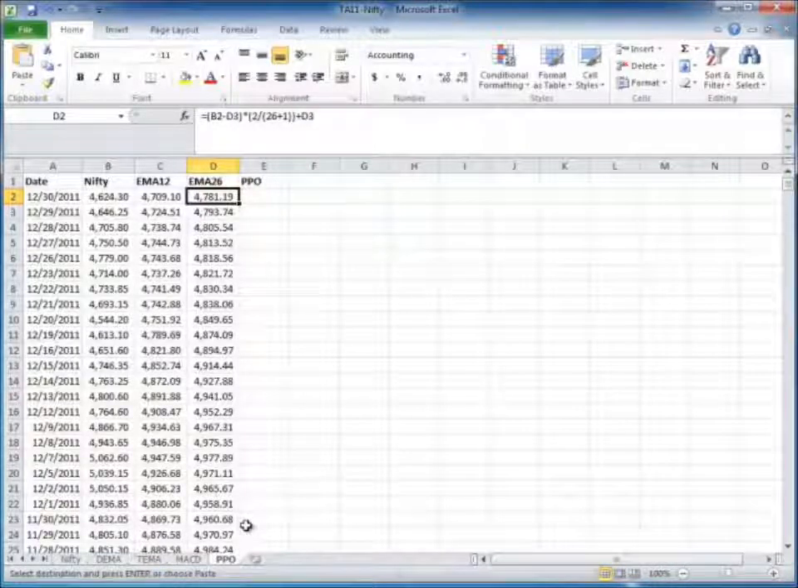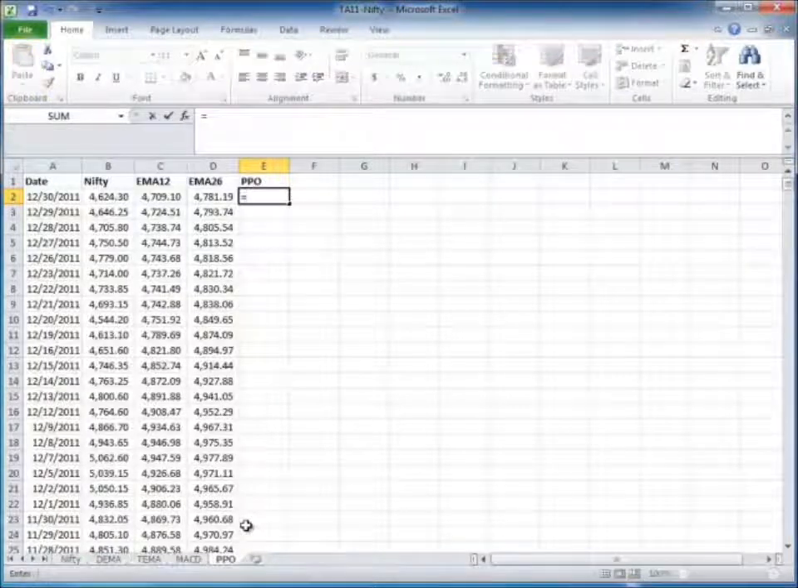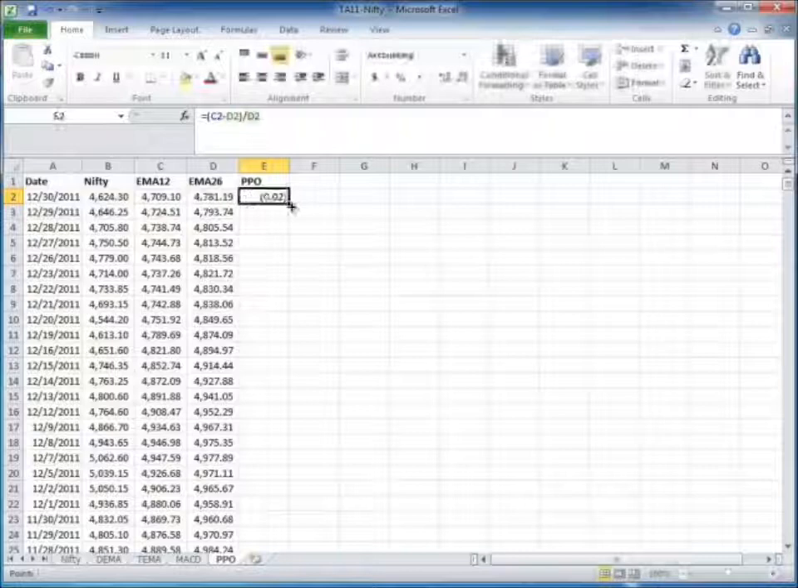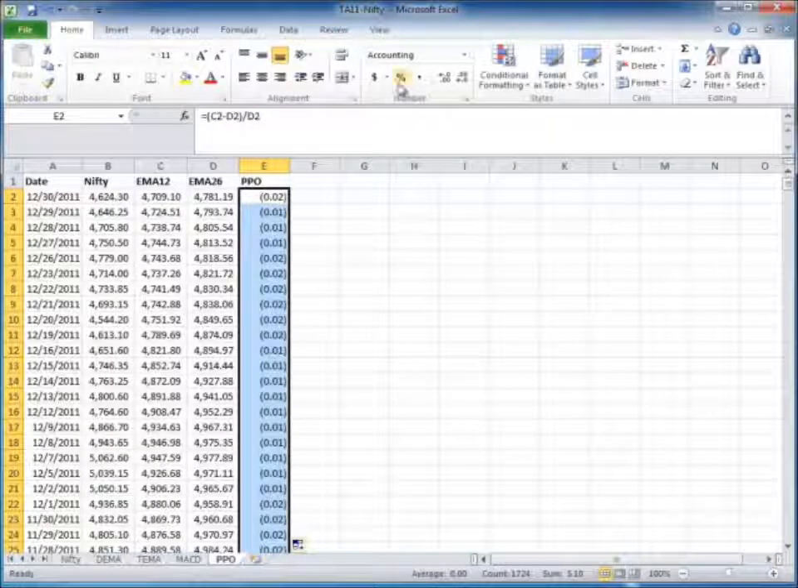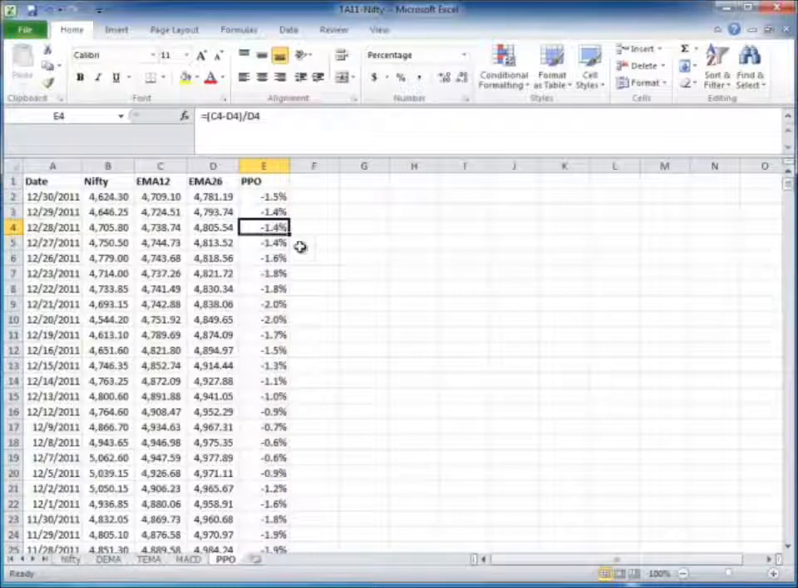To calculate the PPO, if we remember the formula, it's the fast moving average minus the slow moving average, divided by the slow moving average, and it's going to be in percentage terms. So I'll take EMA 12 minus EMA 26, and all of that divided by EMA 26, and this gives us the PPO. I can click percent here, so this gives it to us in percentage terms. So this is now 2%, and perhaps adding a decimal would be quite helpful here. Alright, so there we go. Now we can see the value of the percentage price oscillator.